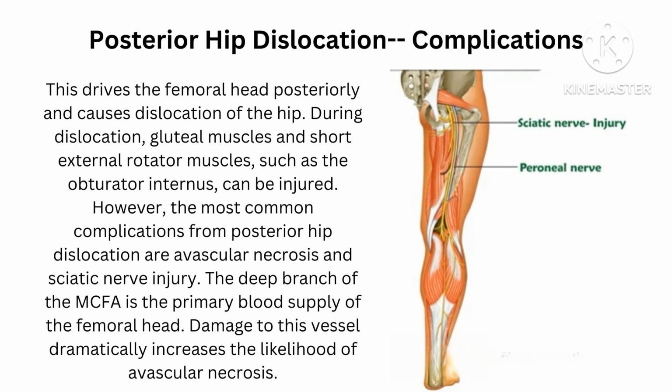The deep branch of the MCFA is the primary blood supply of the femoral head. Damage to this vessel dramatically increases the likelihood of avascular necrosis. Studies have shown that the obturator externus plays a vital role in the protection of the deep branch of the MCFA during hip dislocation in any direction. After posterior hip dislocation, hip stabilizer muscles are monitored in gait analysis and muscle rehabilitation.